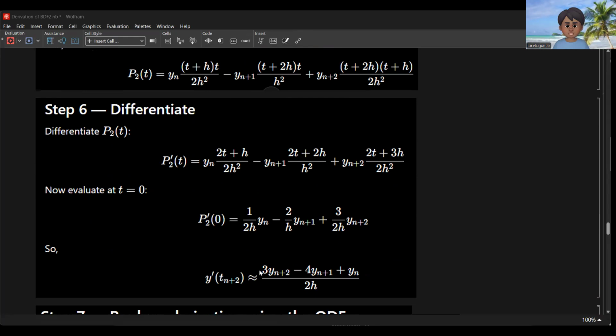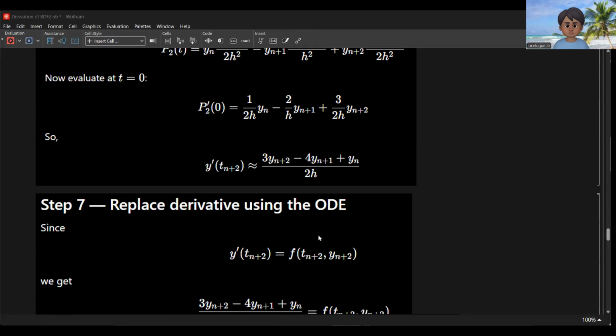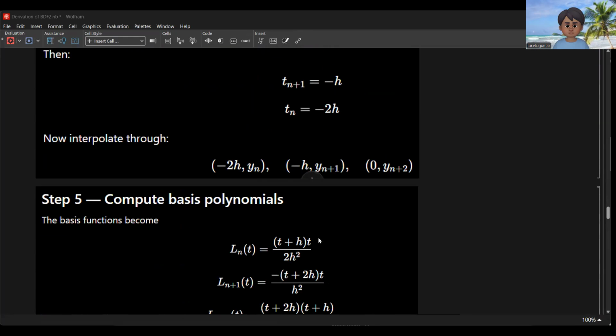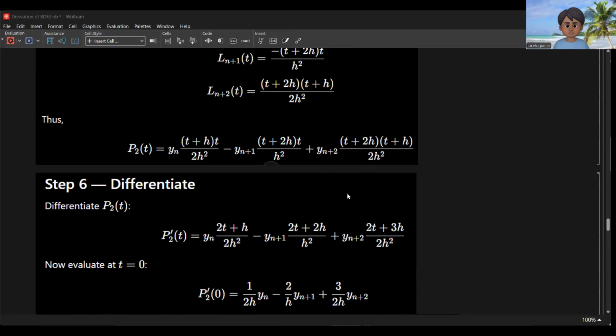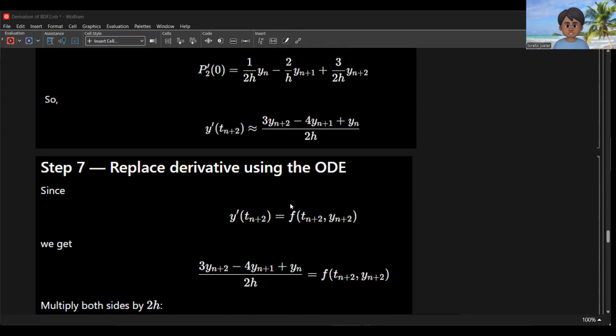So y prime of t sub n plus 2 is equal to, by simplifying this, because we have the approximation, y prime of t sub n plus 2 is approximately equal to p prime of 0, because t sub n plus 2 here equals 0. Then replace the derivative using the ODE, since y prime of t sub n plus 2 equals f of t sub n plus 2, y sub n plus 2.